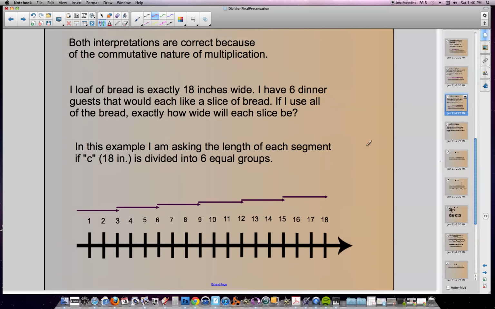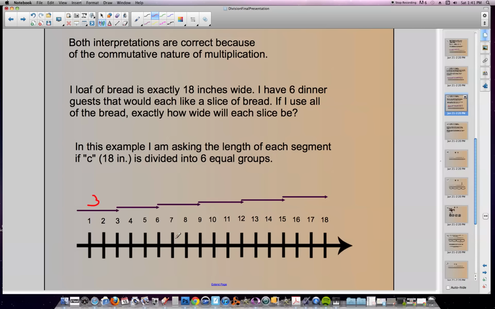Now, switching those numbers, thinking of the commutative property of multiplication, I say, okay, I've got a loaf of bread that is exactly 18 inches wide, and I have 6 dinner guests that I want each to have a slice of bread. If I use all the bread, how wide will each slice be? I know that I have to divide 18 into 6 equal parts. So how many parts will I get? Well, let's see. If I count by 3, 1, 2, 3, 4, 5, 6. I can get 6 slices that each have a width of 3 inches.